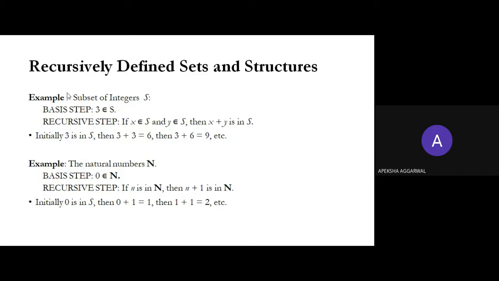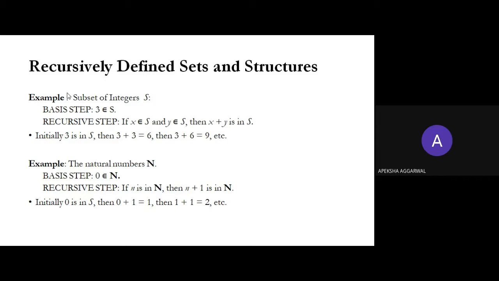Now, again, recursively defined sets and structures. Subsets of integers S. Basis step: 3 belongs to S, and the recursive step says x plus y is in S. So any number x plus y belongs to set S. So all the subsets of integers, integer values are there: 3, 4, 5, 6, and so on. And its subset also belongs to the set of integers. You have to prove this.